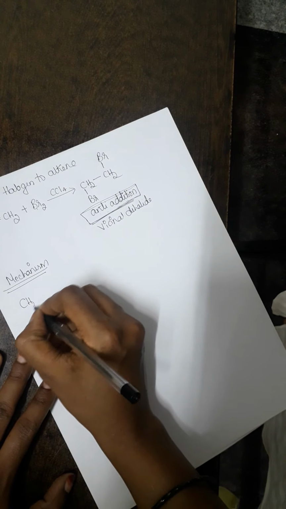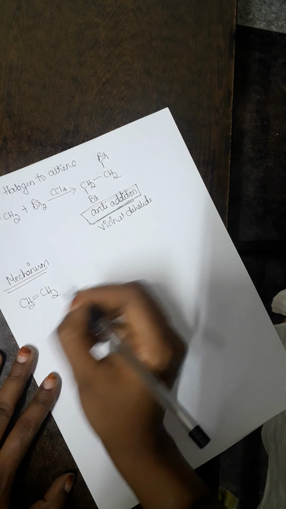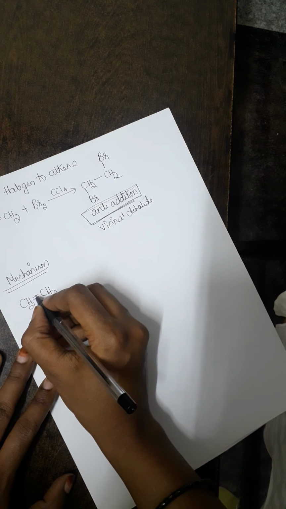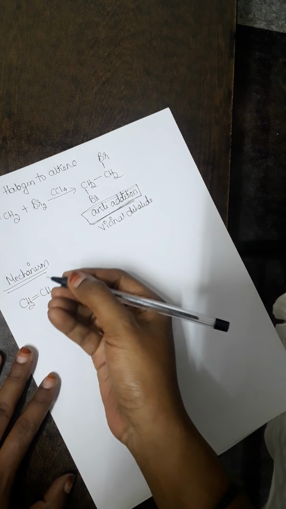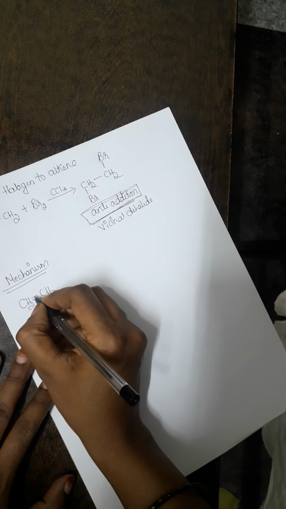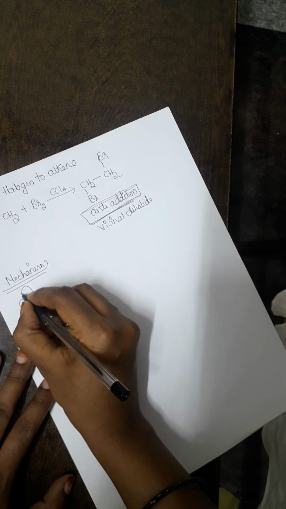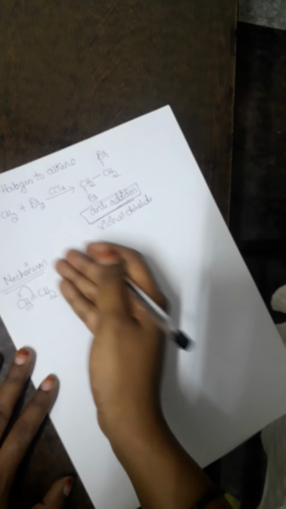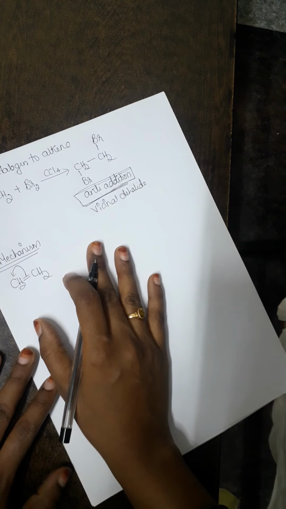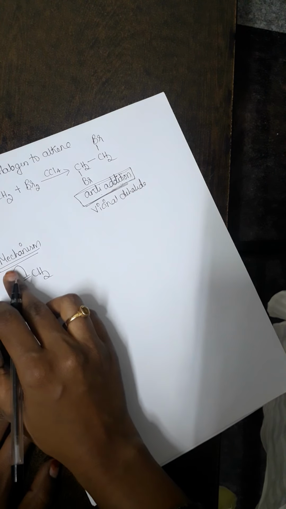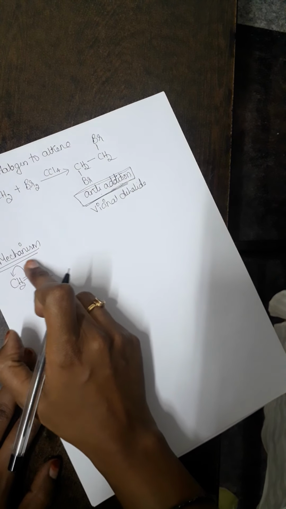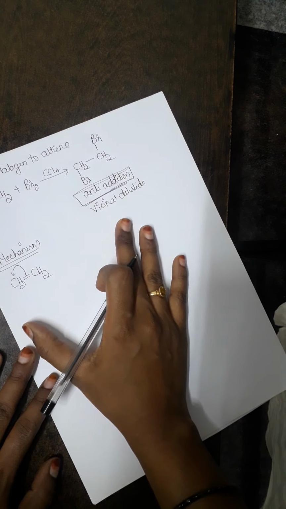So consider CH2 double bond CH2. You know that it has pi electrons, and pi electrons can be easily delocalized. Let us assume that this pi bond is moving here. Of course it can move to this side also, but I'm taking the pi bond movement on the left side, so that this carbon will have a partial negative charge and this carbon will have a partial positive charge.